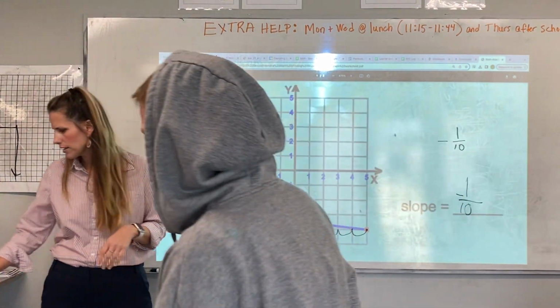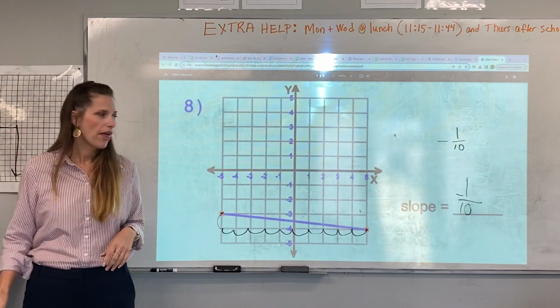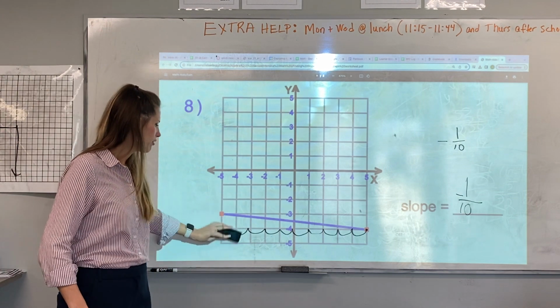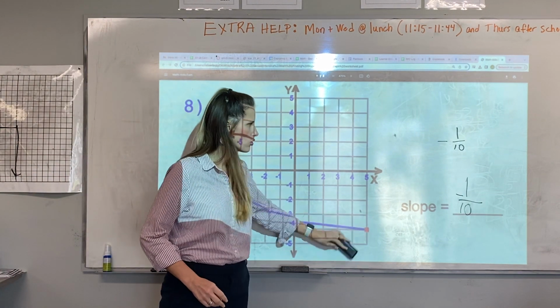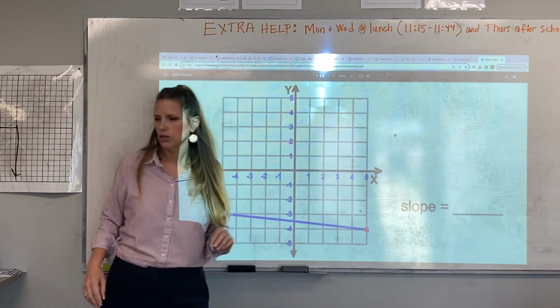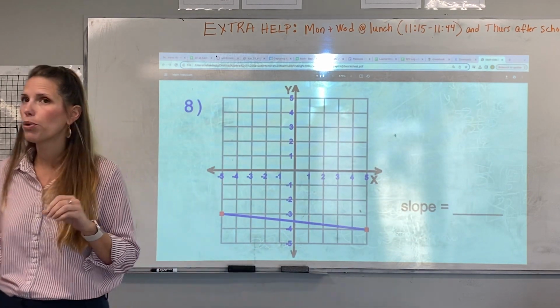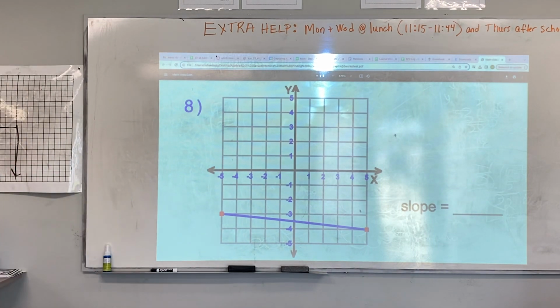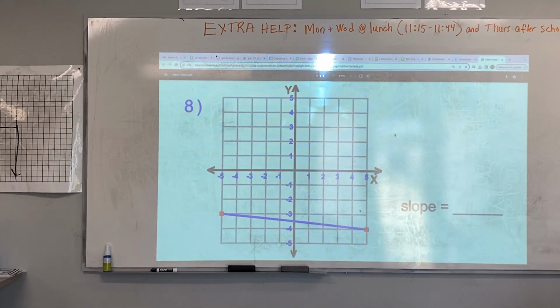I think that's it for this sheet. And that is how we find slope from looking at a line on a graph. Tomorrow we're going to do more of this, but we're going to find slope using 2 points. But you guys can spend the next 5 minutes catching up on work, whatever you need to do.